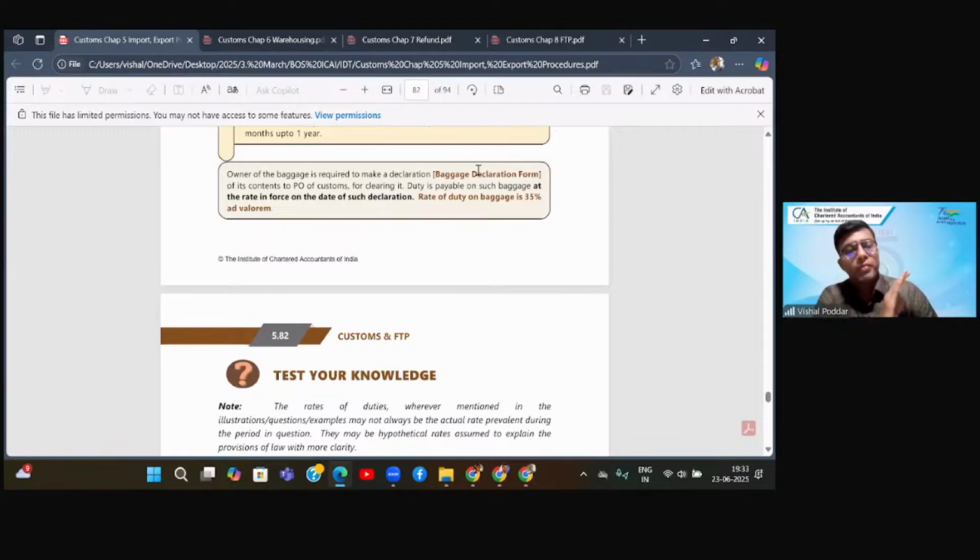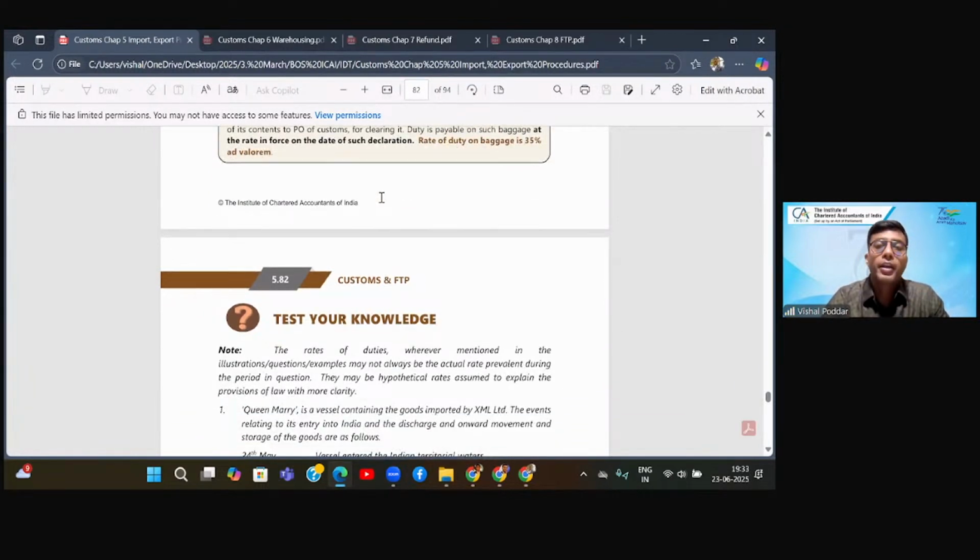It may be a duty-free allowed item, but still you have to declare it. If you do not declare it, and later on it is found that that article was there in your baggage and you had not declared it, even though it was otherwise allowed to be cleared duty-free, now there may be duty, fine, penalty imposable on that. Most important, it will be leviable to tax at the rate in force on the date of such declaration.